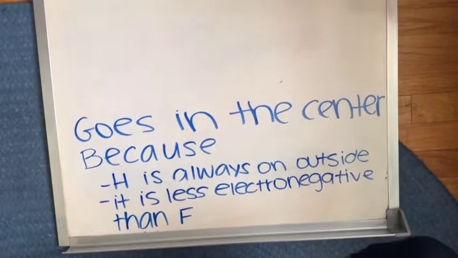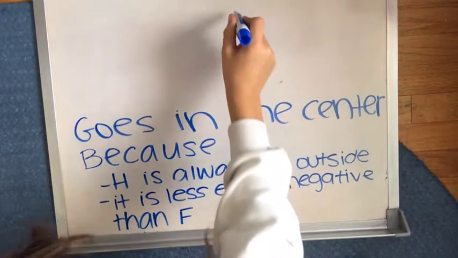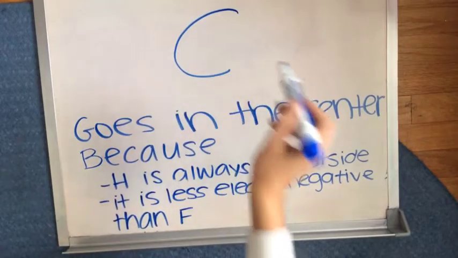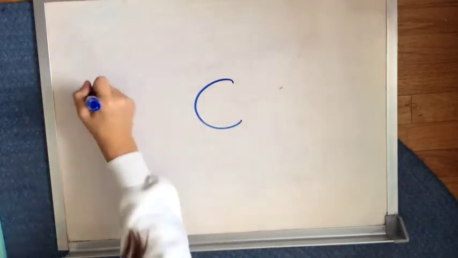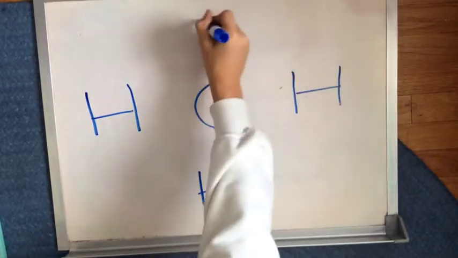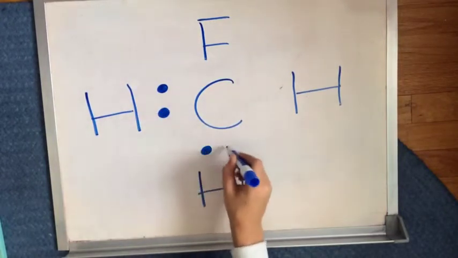To draw our Lewis dot diagram correctly, we're going to have to place carbon at the center. We do this because hydrogen is on the outside, and because carbon is less electronegative than fluorine. Here, you will notice I placed carbon at the center, and the 3 hydrogens at the sides, and fluorine at the top. I'm then going to fill in the bonding sites with the electrons.